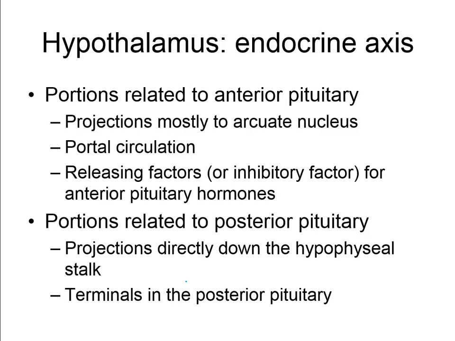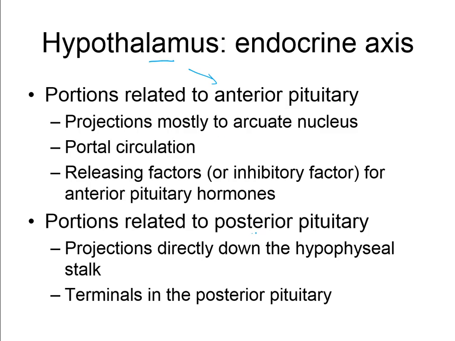What's the definition of a portal circulation? Yeah, it's a circulation in which there are two capillary beds in series. Normally we go big artery, smaller artery, arteriole, capillary, venule, bigger vein, larger vein, back to the heart. Here we will go artery, arteriole, capillary, artery, arteriole, capillary, then venous. So two in series portal capillary beds. And what you do here is you release either a releasing factor or an inhibitory factor from the hypothalamus that will eventually affect the anterior pituitary.